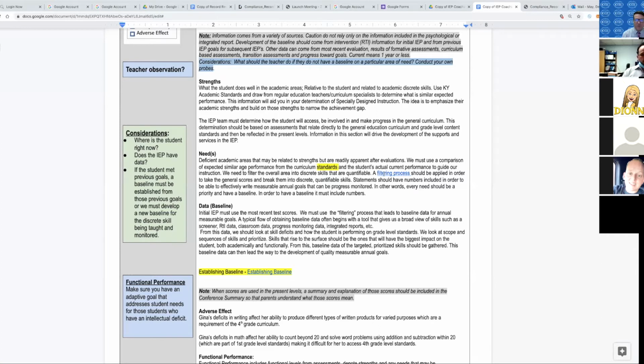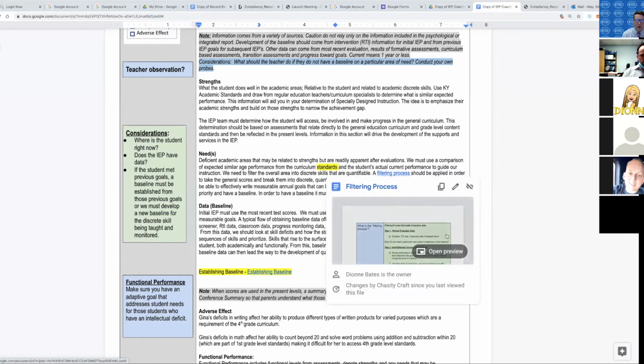And so we developed this little sheet. It's a Google sheet. I'm not going to open it all the way, but it talks about the filtering process and the steps that you need to go through in order to filter down to the discrete skill that you're going to probe and write a baseline score on. Okay. And so when we hear this from the State Department all the time, there's no data in the present level. You've identified the strength and you've written a bunch of test scores in there, but there's not any data that speaks to the baseline. There's not any data that speaks to the progress monitoring that occurred on the previous IEP.